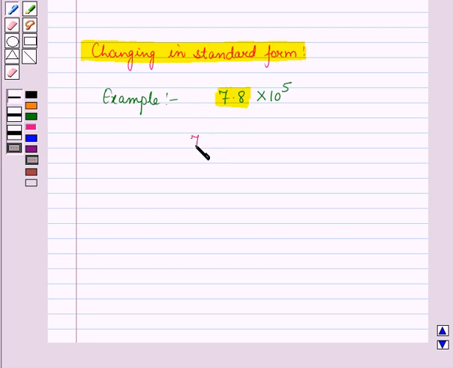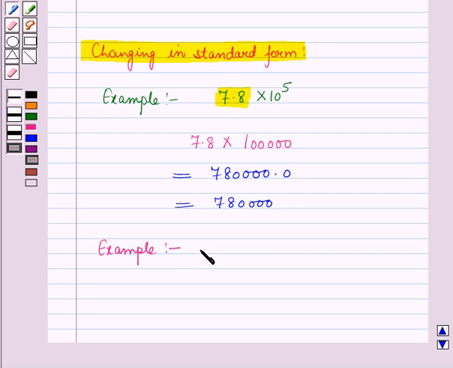So we will expand the powers of 10, and 10 raised to power 5 will be equal to 100,000, and we will multiply it with 7.8, and this is equal to 780,000.0. Now here you can see that we have moved the decimal 5 places to the right from its existing position, or we can write it as 780,000.